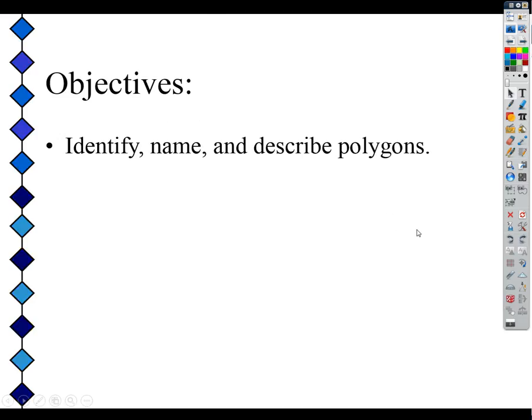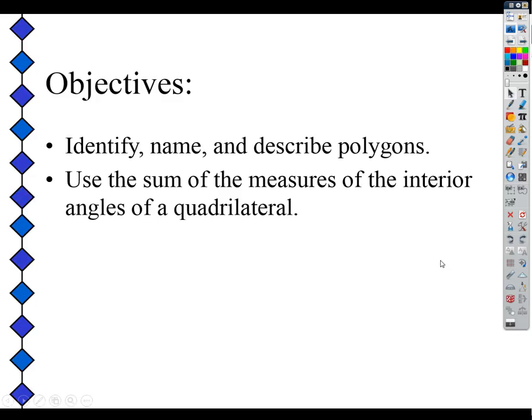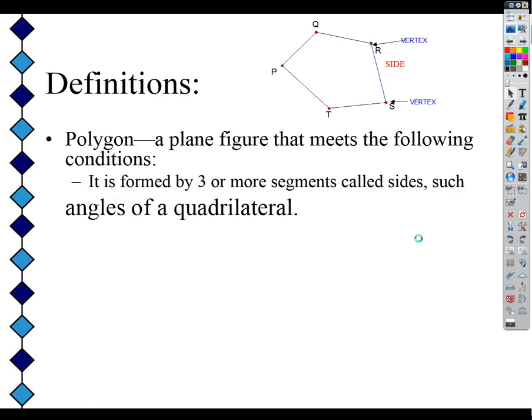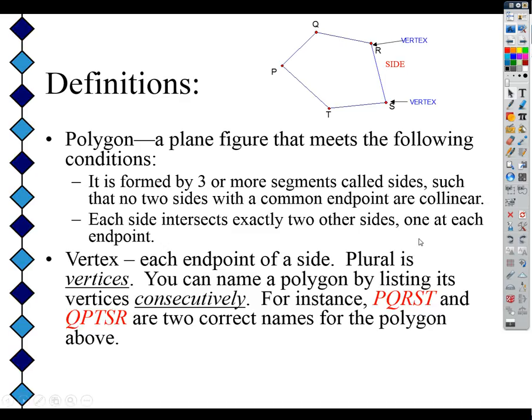The objectives: we just want to be able to identify, name, and describe polygons. If there's anything on here you're going to have to think about a little bit and maybe make a few flashcards, it's naming the different kinds of polygons based on the number of sides. Everything else will be largely review, pretty straightforward. We want to know how to calculate the sum of the measures of the interior angles of a polygon, any kind of polygon, specifically quadrilaterals, which we'll work with a lot.